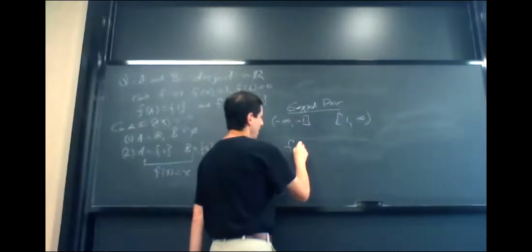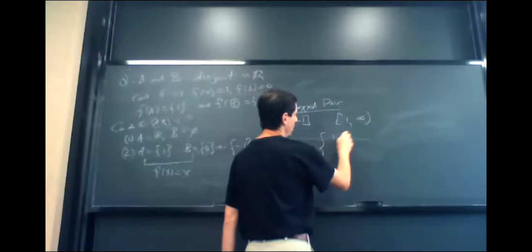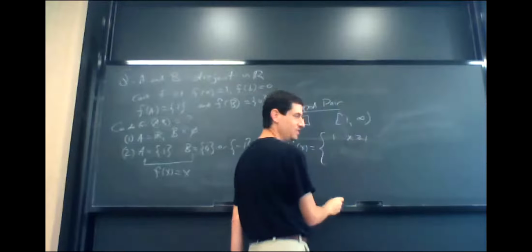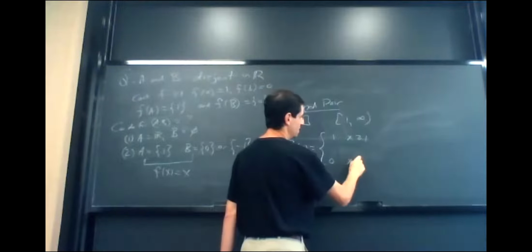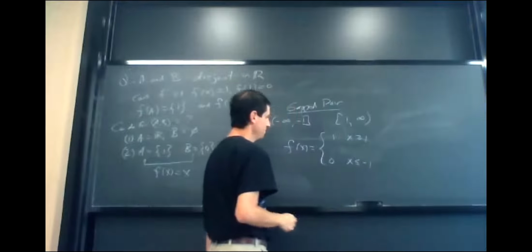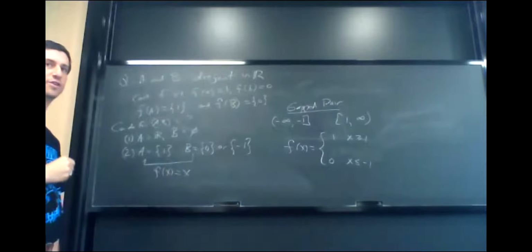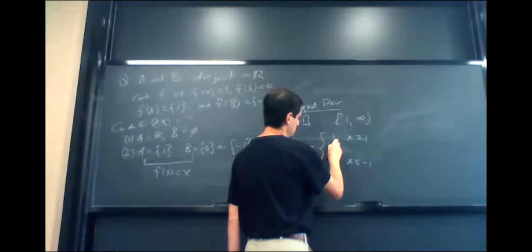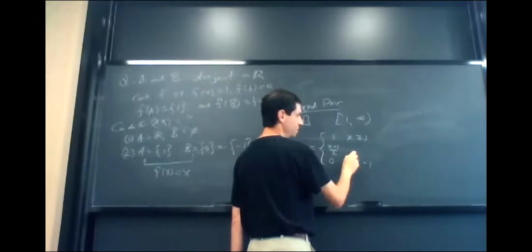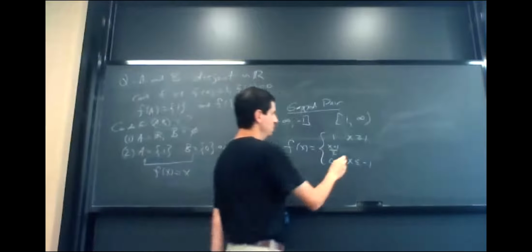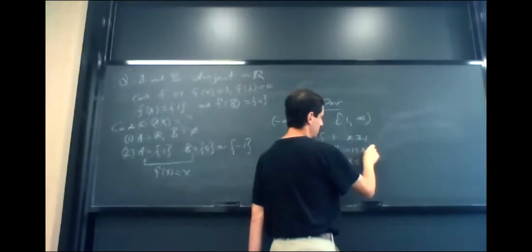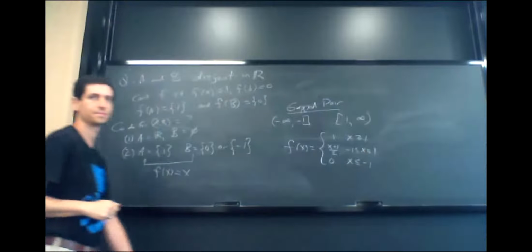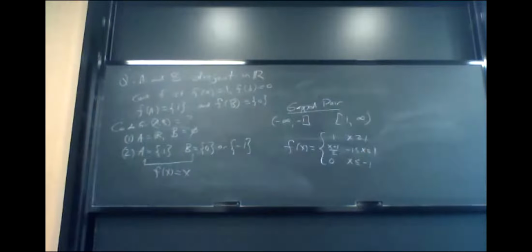So f of x equals 1 if x is greater than or equal to 1, and 0 if x is less than or equal to negative 1. And we want to go from negative 1 to 1. So (x plus 1) over 2, I think, for x between negative 1 and 1. So that's a nice example that would work, and we've done it explicitly.